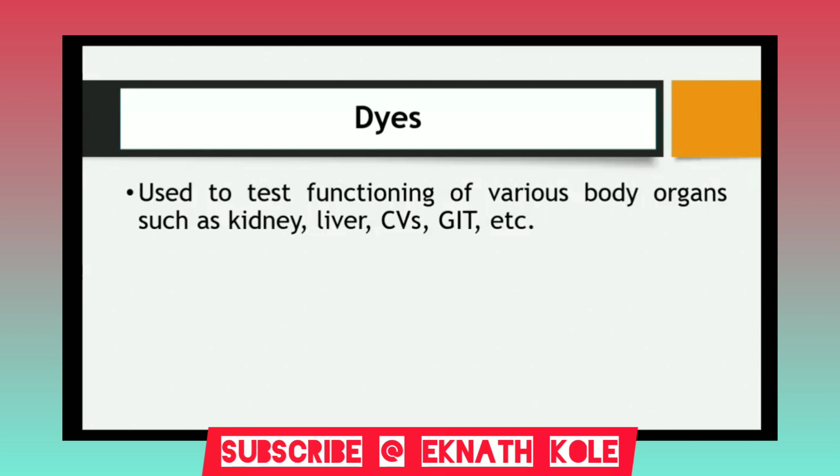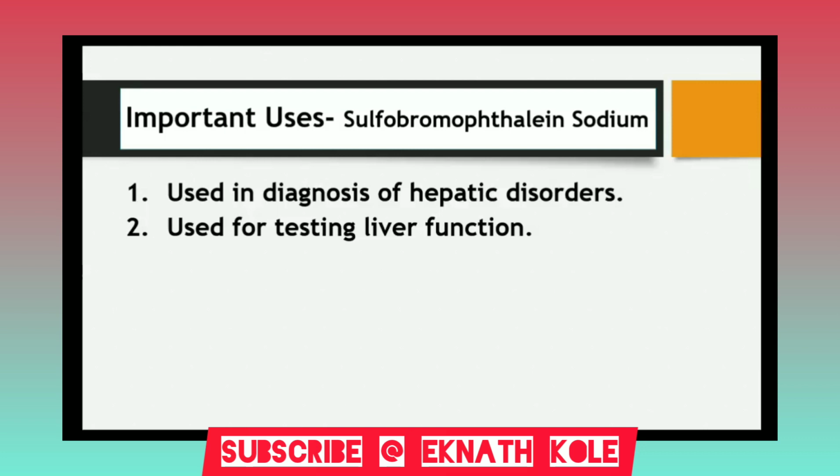Let's see the examples, which is sulfobromophthalein sodium. What is sulfobromophthalein sodium? It is useful for the diagnosis of hepatic disorder. It means it is used for testing the liver function. So simply you have to remember the use of sulfobromophthalein sodium.